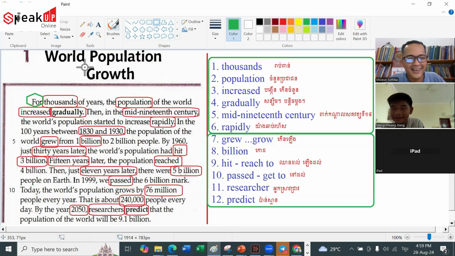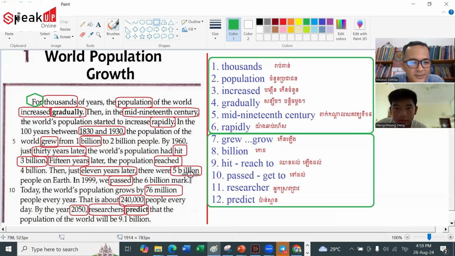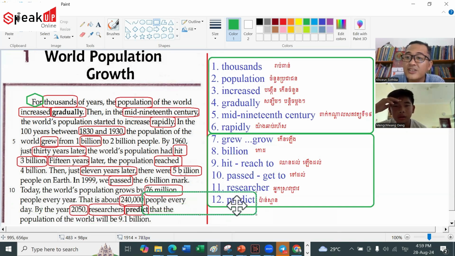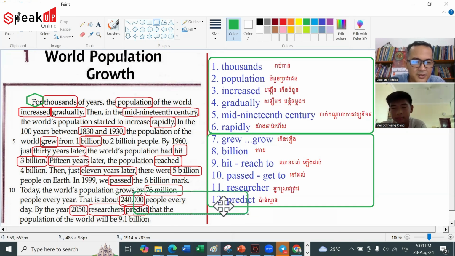Okay, so every year it grows by 76 million. Today is the year of publication of this book. People increase each year. How many people increase each day? Each day, people grow by about 240,000 people. Yes, 240,000 people every day.